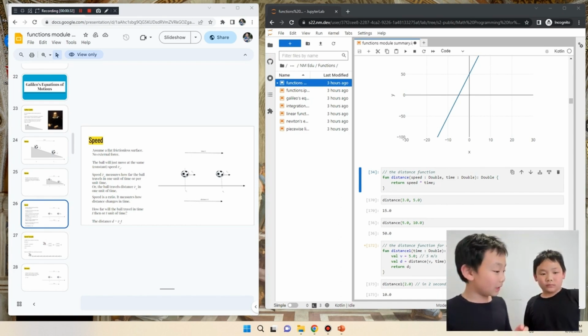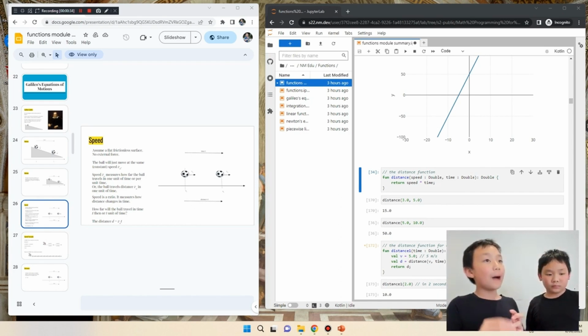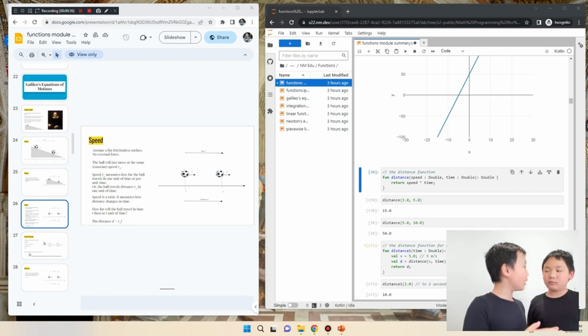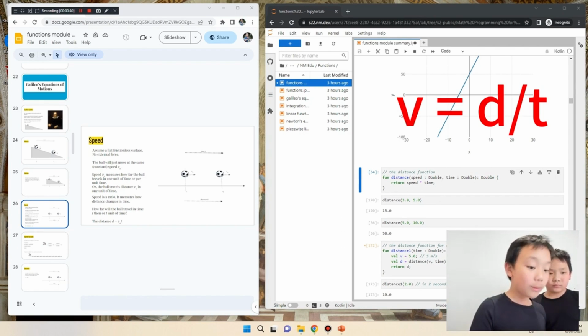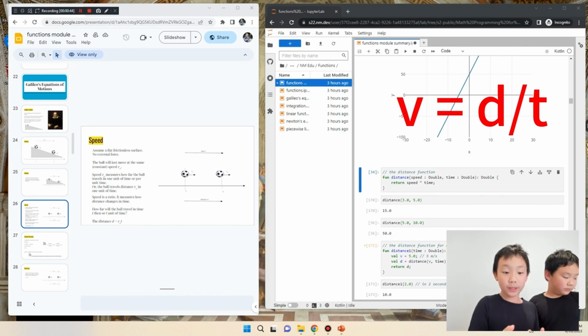Speed is basically how much distance something can travel in a certain amount of time. And the formula for speed is v, velocity or speed, whatever you want to call it, equals distance over time. Here's an example.